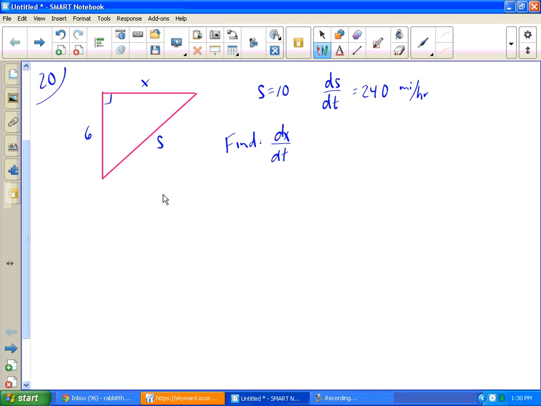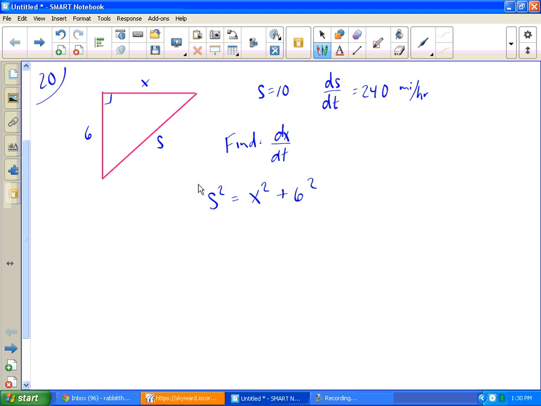So how can I relate those variables to each other? Pythagorean theorem. Yep, so what's my Pythagorean theorem going to give me? S squared equals x squared plus 6 squared. Does that look okay to everybody? Then can we take the derivative of that and start plugging things in there?